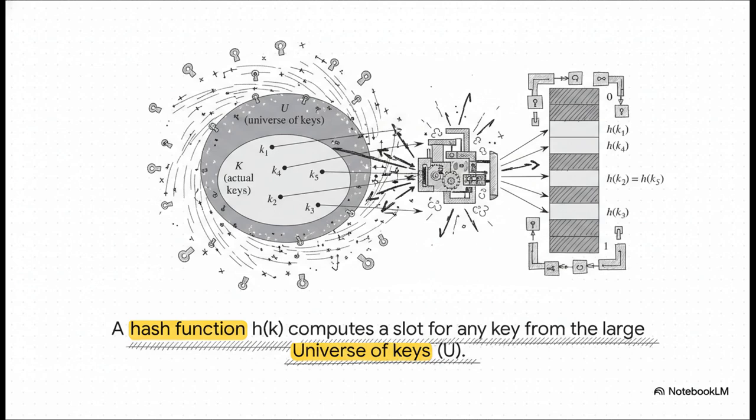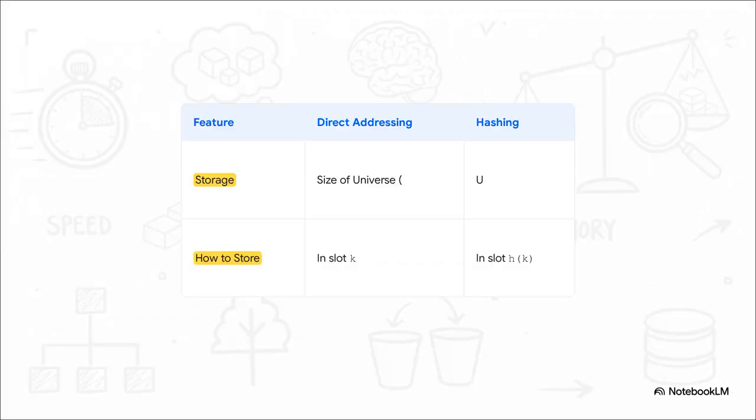This side-by-side comparison really makes it click. For storage, direct addressing needs space for the entire universe of keys. Hashing, on the other hand, just uses a smaller fixed size. And to store an item, instead of using the key k as the address, we use the output of our hash function, h(k). This one simple change is what makes hashing both practical and incredibly efficient.